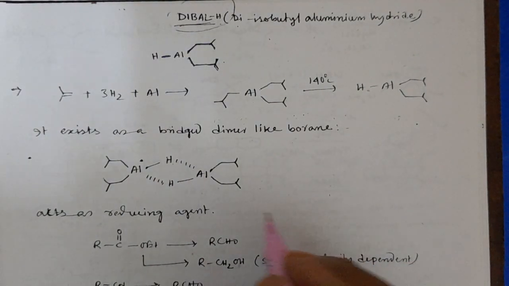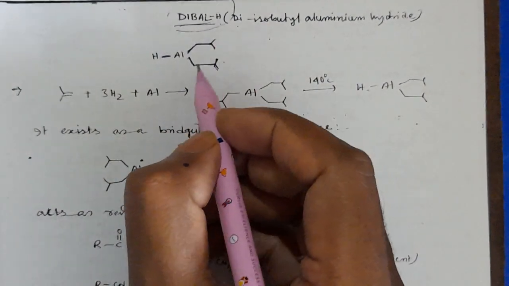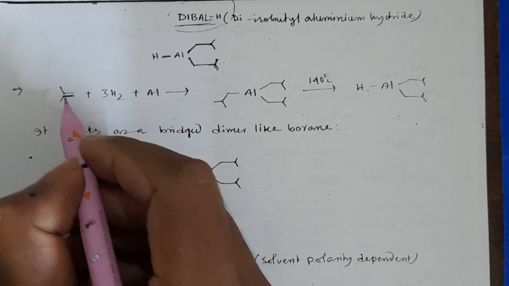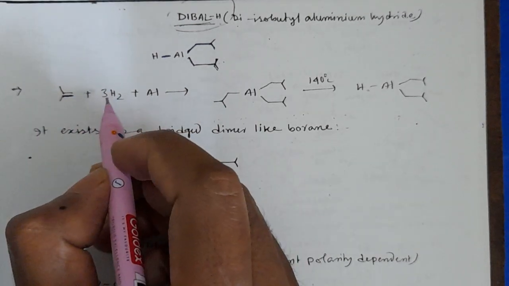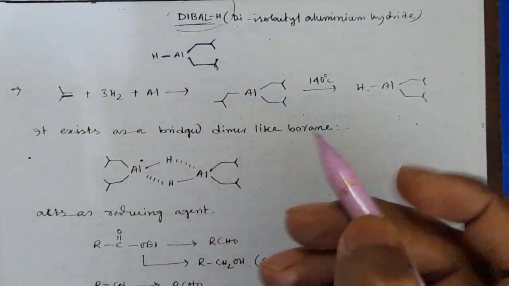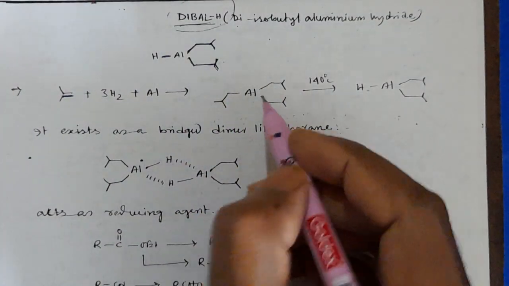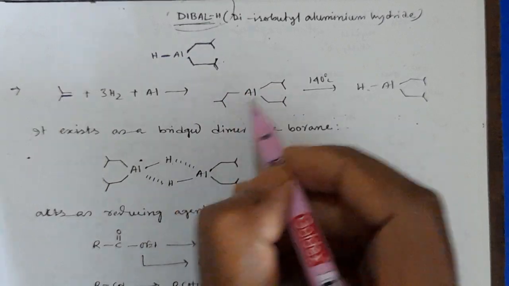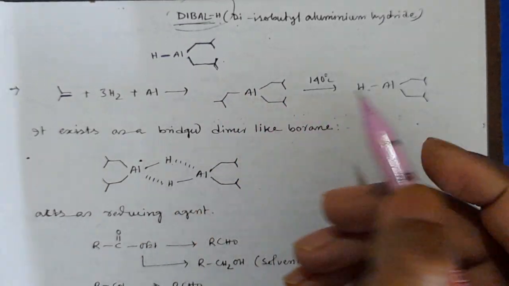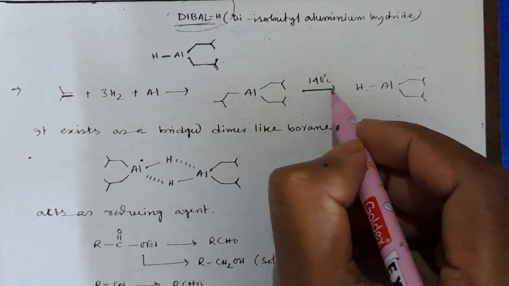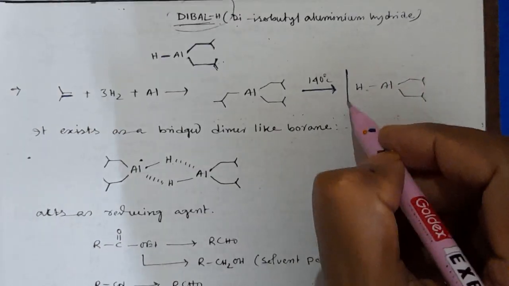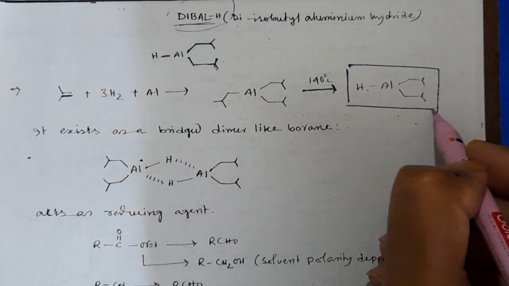So how would you prepare this particular reducing agent? The method is, if you take this alkene and reduce it in the presence of hydrogen gas and aluminium, initially it gives triisobutyl aluminium. Further, if you heat it at 140 degrees centigrade, it gives the desired product.